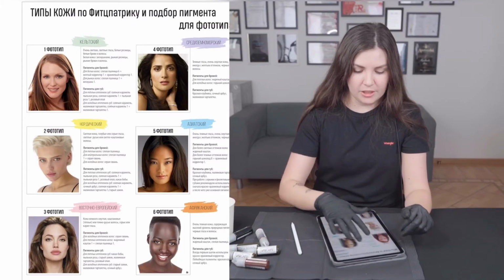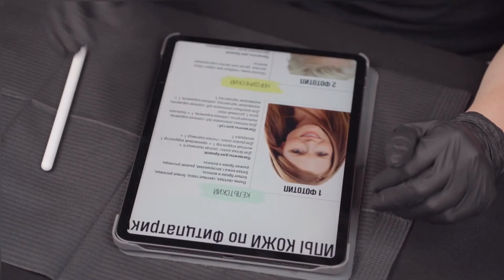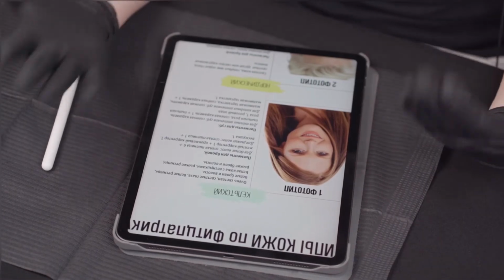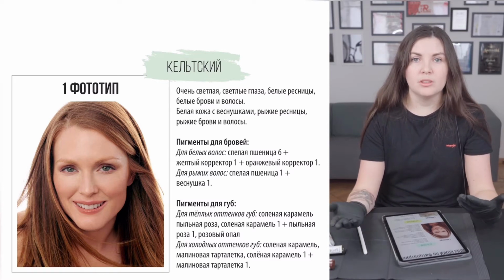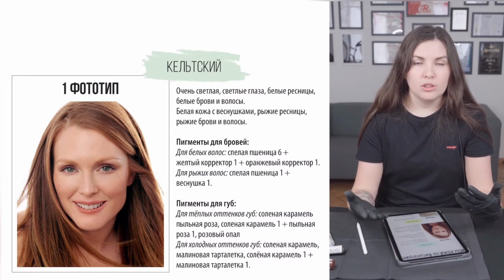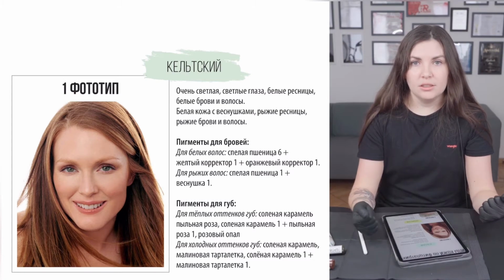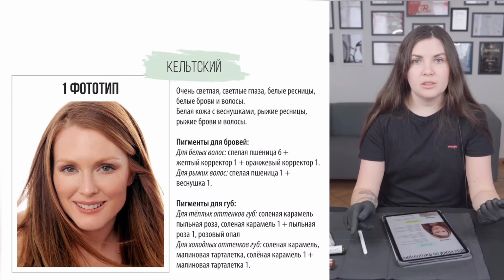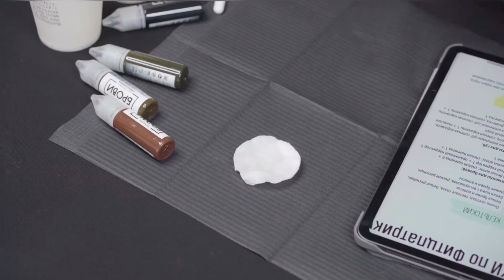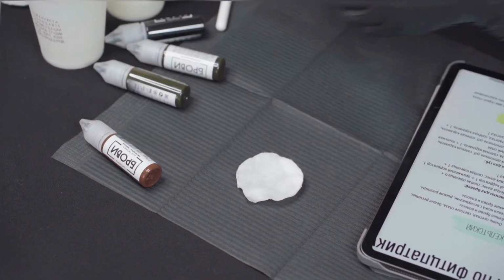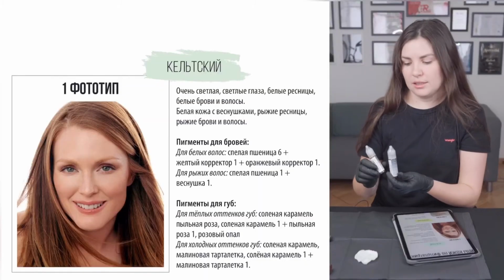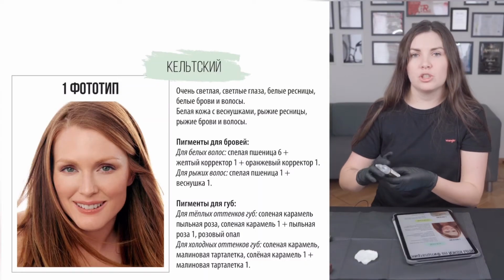First phototype is Celtic. Let's make it a little bigger. We see that the girls in this phototype are light colored, often they have freckles, red heads, or they are albinos with white hair. When working on them, we use the lightest shades of pigments. In a second, I will explain what pigments to use. As I said, we're gonna use the lightest shade. From my color palette, that would be Grey Harbor and Ripe Wheat.